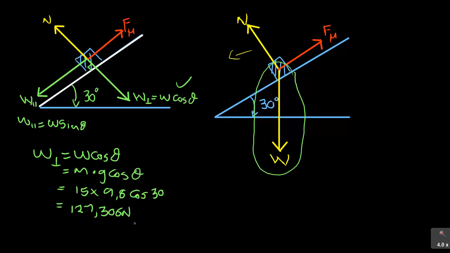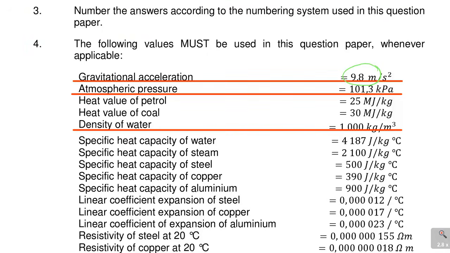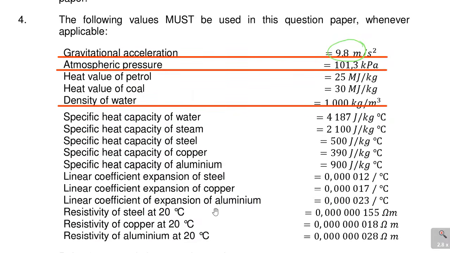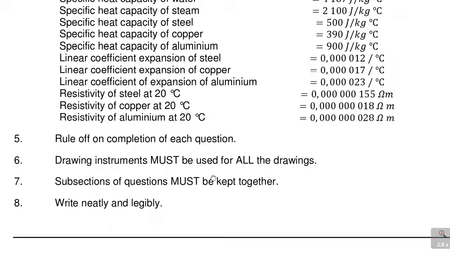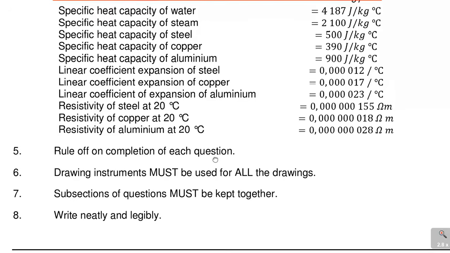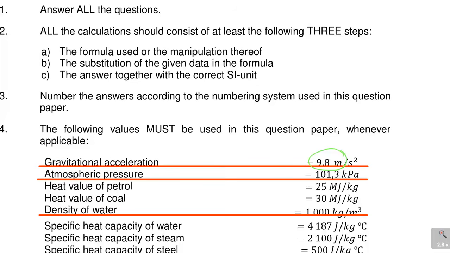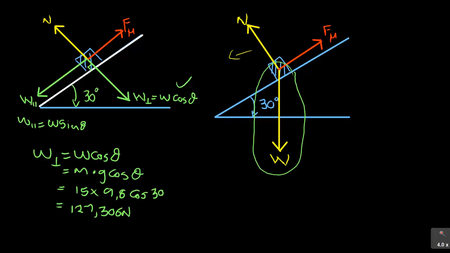127,306 newtons. Let us see how we are supposed to round off. Usually they give information on the rounding off. So if I can check, okay, they didn't give us any information here on rounding off. So you can leave it to 3 decimal places, or you can leave it to 2 decimal places, which can be 127,31 newtons. So this is the weight component perpendicular to the plane.